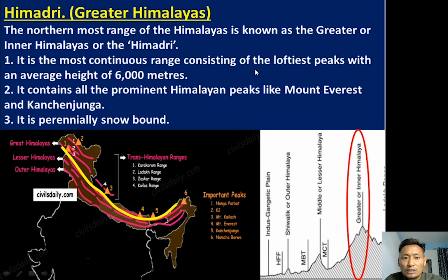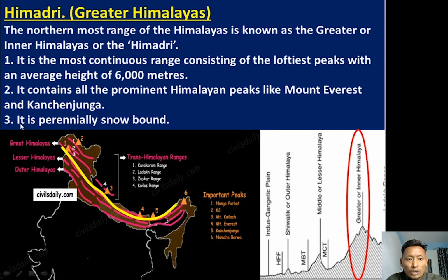consisting of the loftiest peaks with an average height of 6,000 meters above sea level, most continuous. So as compared to the Lesser and Outer Himalaya, the Great Himalayas are the most continuous, and it consists of the loftiest peaks, that means the highest peaks of the world, such as Mount Everest and Kanchenjunga. All these tallest peaks are also in the Himadri. It contains all the prominent Himalayan peaks such as Mount Everest and Kanchenjunga in Sikkim.